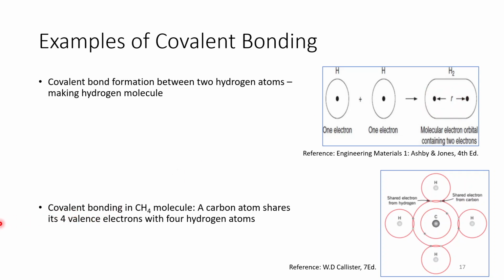In the case of covalent bonding in a methane, CH4, molecule, a carbon atom shares its 4 valence electrons with 4 hydrogen atoms. Carbon has 4 outer shell electrons and hydrogen has 1. So 4 hydrogens will be sharing their electrons with carbon. So 8 electrons will be in the carbon's outer shell, and in each hydrogen's outer shell there will be 2 electrons.